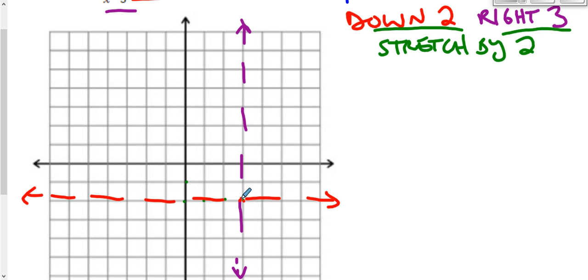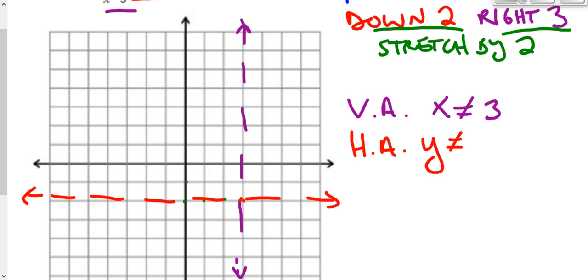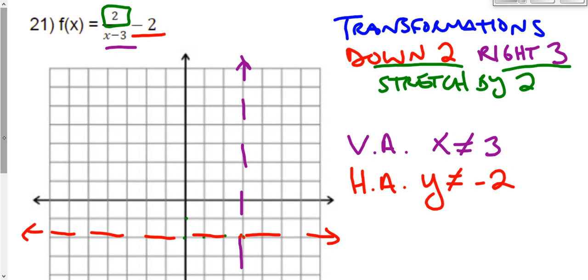So if it's helpful for you to do that first, then you can label your vertical asymptote using the graph that you've just drawn. The vertical asymptote is happening at x cannot equal 3. And the horizontal asymptote that's been shifted down, that one is happening at y cannot equal negative 2, because it got shifted down 2. Now all we have to do is draw the rest of our graph, and we're going to use this transformation here, the stretch, to show what that's going to do.